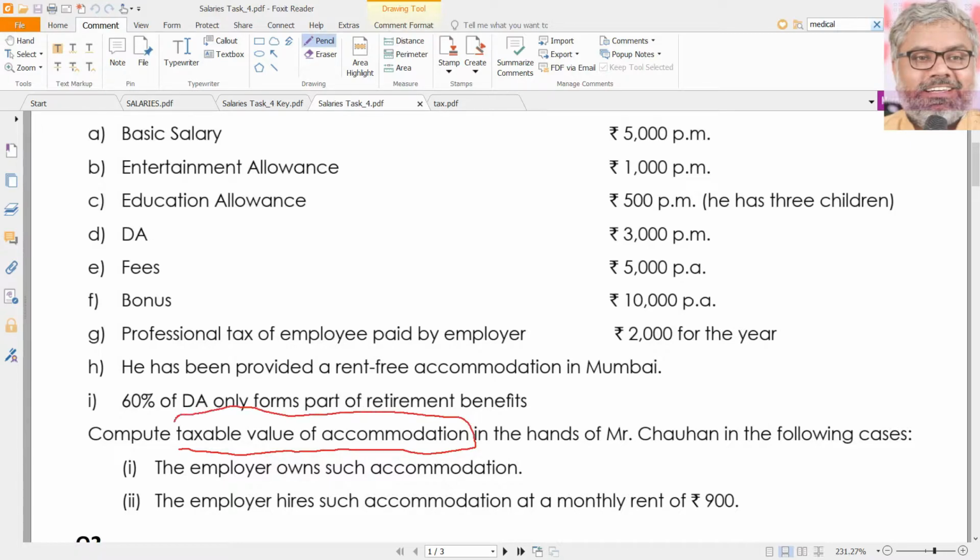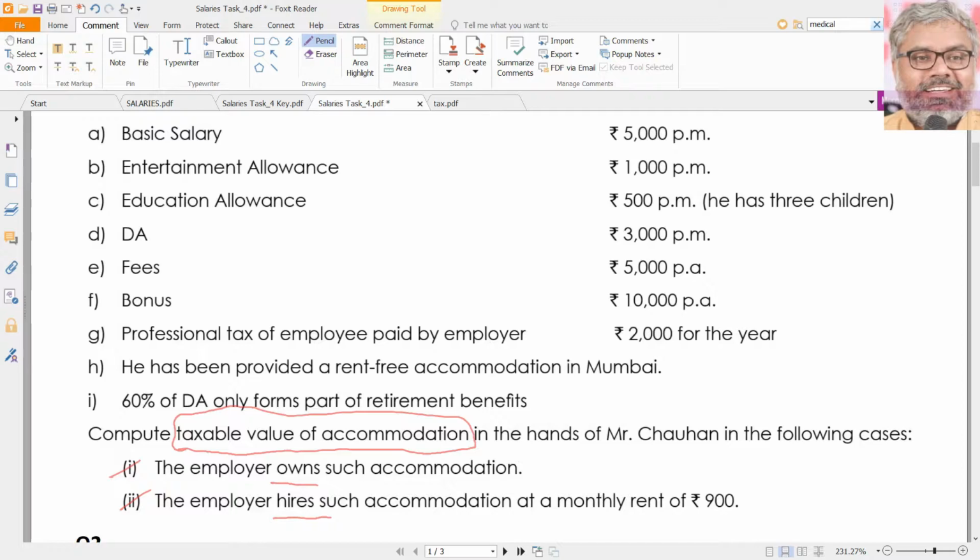When this is asked, that only has to be calculated. You don't need to compute the salary, gross or net, doesn't matter. But you don't need to compute the total salary. You have to compute taxable value of accommodation. Means perquisite valuation only has to be done. Of course, in two different scenarios. First case when the employer owns such accommodation, and second case when the employer hires such accommodation at a monthly rent of 900 rupees. Of course, we should know the provision for valuation of perquisites.